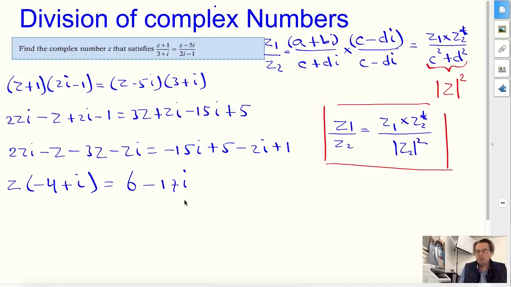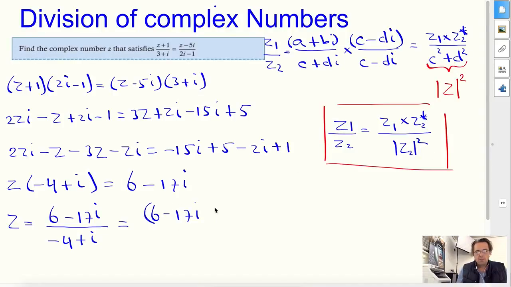So the only thing that I need to do now is divide. z is going to be 6 - 17i over negative 4 + i. And I know how to do that because of this. 6 - 17i multiplied by negative 4 - i, the conjugate, over negative 4 squared, 16, plus 1 squared, that makes it 17.